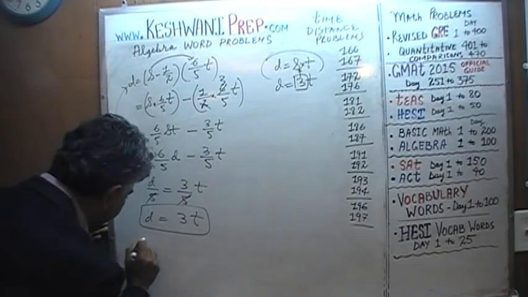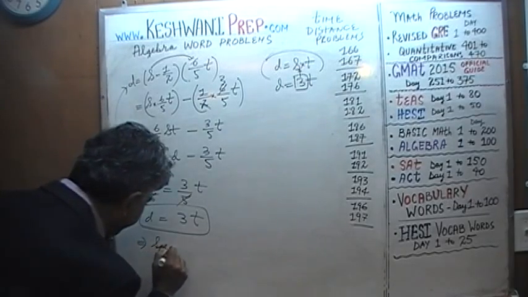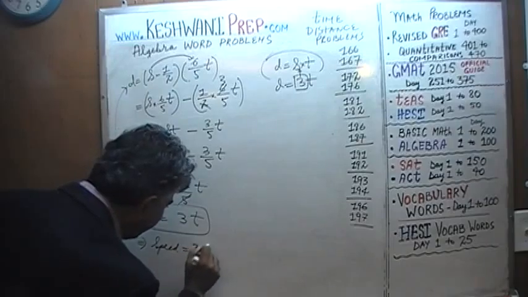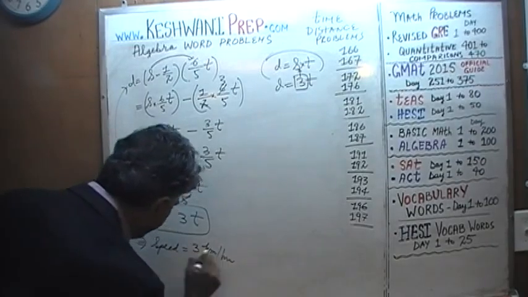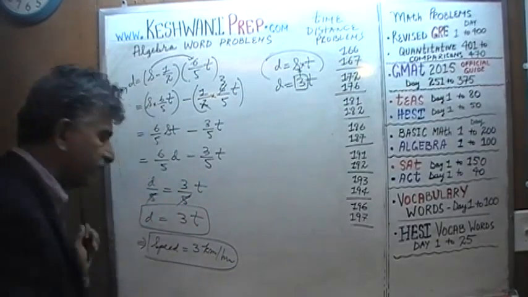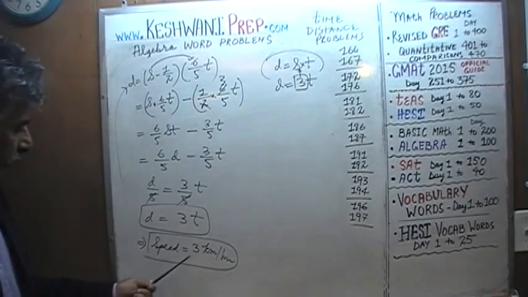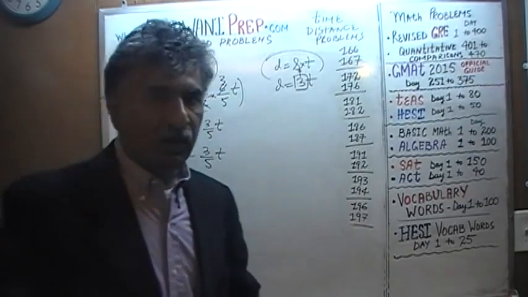This implies that I must have been going at 3 kilometers per hour. That was my original speed. We know the speed. If we can somehow figure out how long I had been walking, we can figure out the amount of distance I walked, because that's what we want to find out.